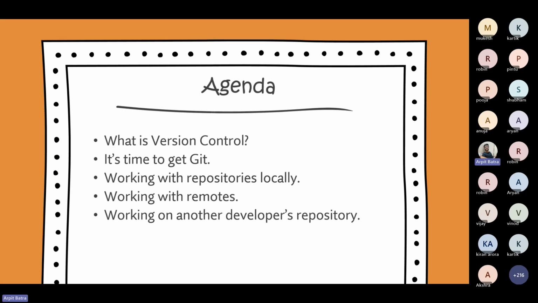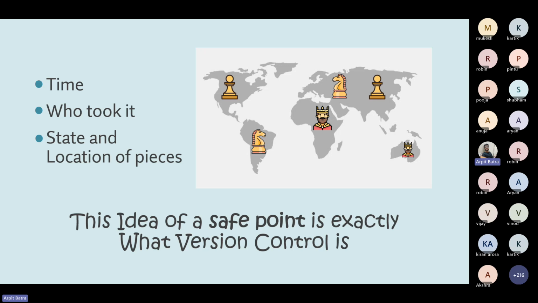So first of all, what is version control? Version control helps to track and manage changes to file or code over time. It allows multiple people to collaborate on a project, revert to previous versions and manage multiple versions or branches.